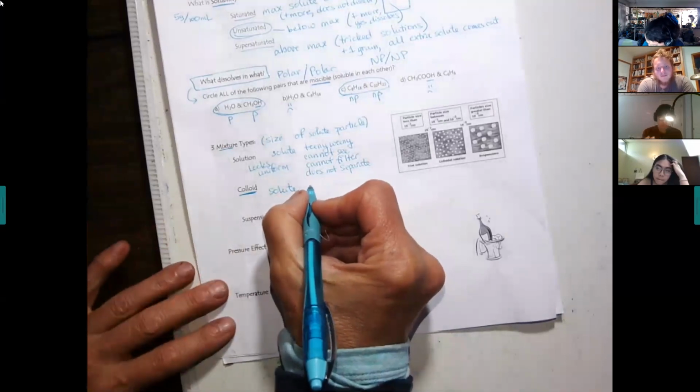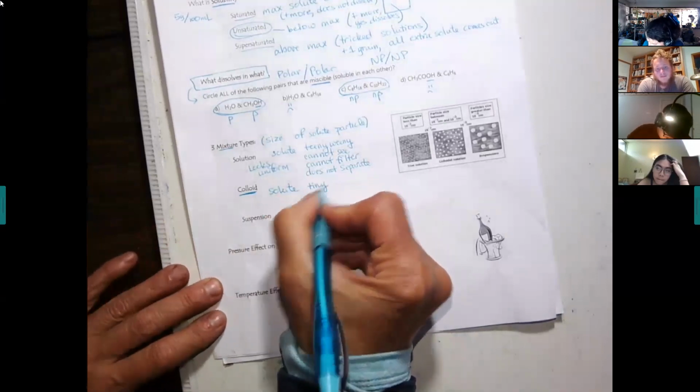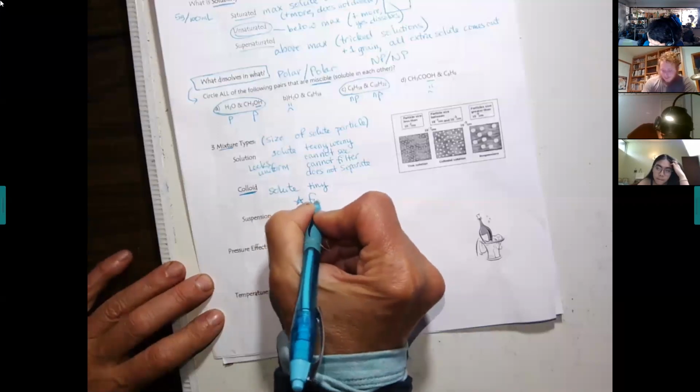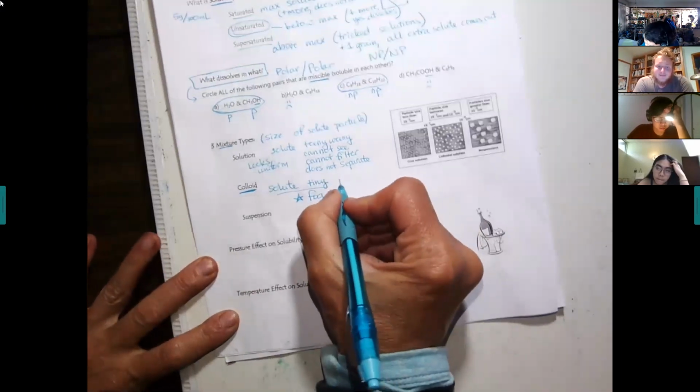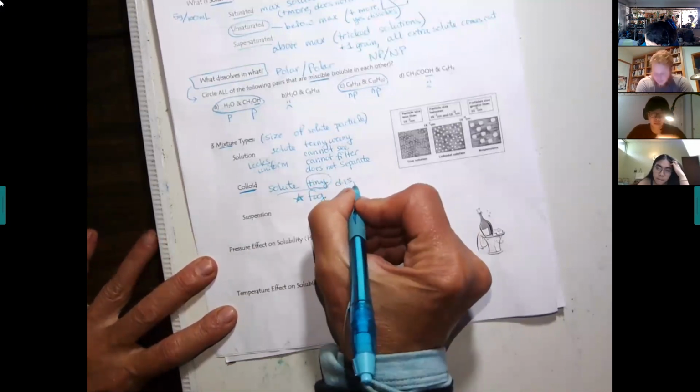A colloid, the solute is small, tiny. The best example of this is fog. That's the number one example, because we've all seen fog. That's one of the things that's really cool in Oregon. If you ever go to the Oregon coast, you see colloids all the time. What happens if you try to drive in fog is you can't, because your headlights get dispersed. The solute disperses light because it's tiny.